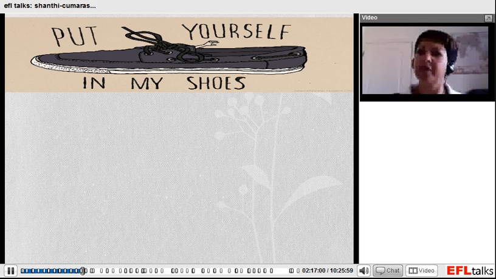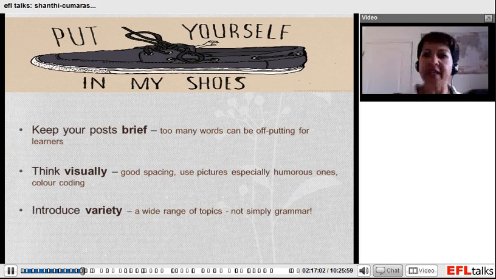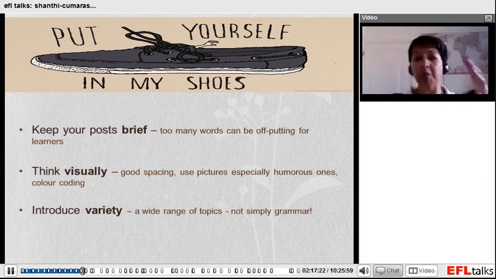And if you're going to write for learners, you really need to think of putting yourself in your learners' shoes. They are language learners, so we don't want to get anything too complex. We need to keep our posts brief because if there are too many words, learners are going to find that very off-putting. If I see a blog that's going to go on and on and on, I'm unlikely to read it even in my own language, let alone a learner reading it in a foreign language.